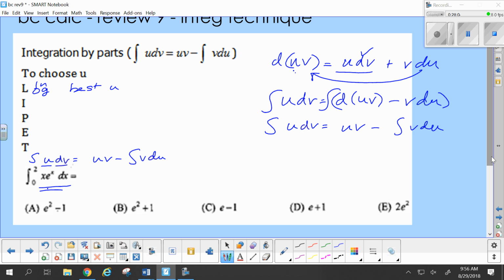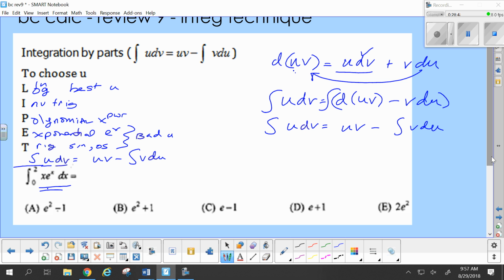Okay? The next best u is inverse trig. So if you saw arcsine in there, or arctangent, that's your u, as long as you didn't have a log. The next best is polynomial or algebraic terms, so x to some power. That's not a terrible u. Getting into the terrible u cases is exponential, like e to the x, and the worst u is trig, like sine or cosine. These are bad u's.